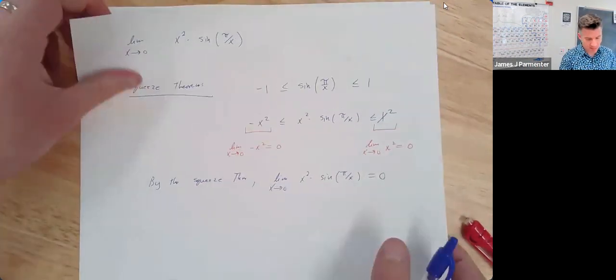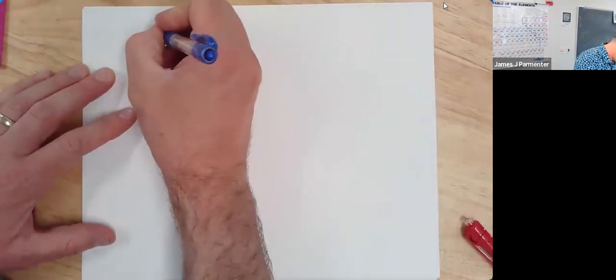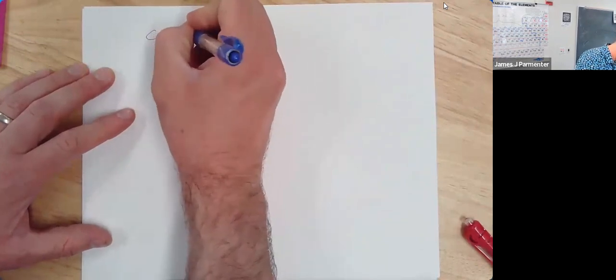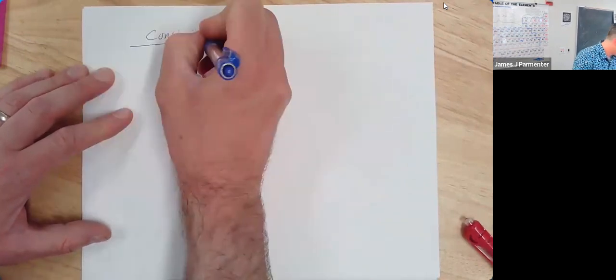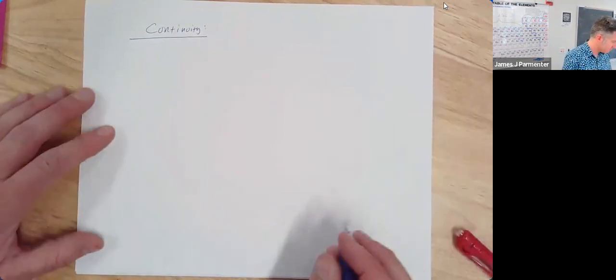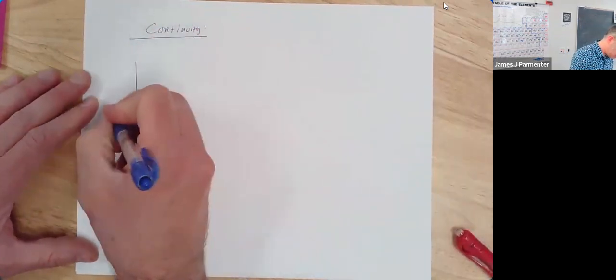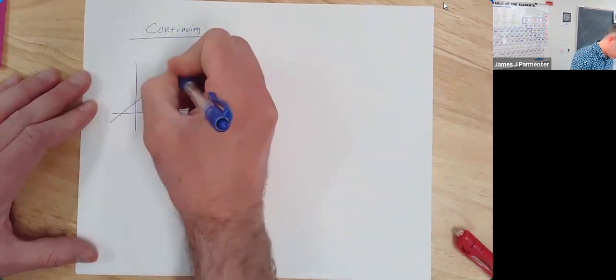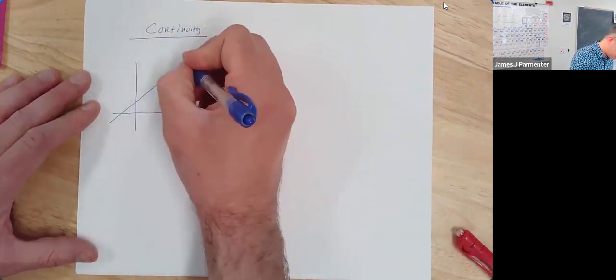In my opinion, the easiest way to talk about continuity is to talk about things that are not continuous. Here are some pictures of functions that are not continuous. Sure, I'll draw right there.